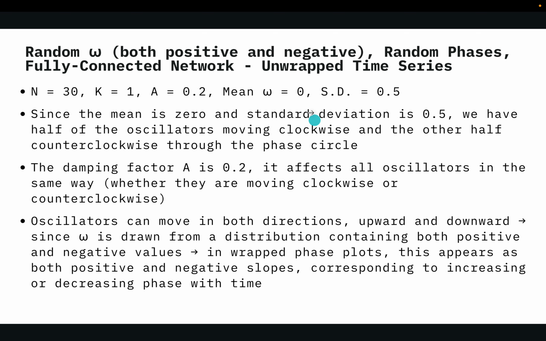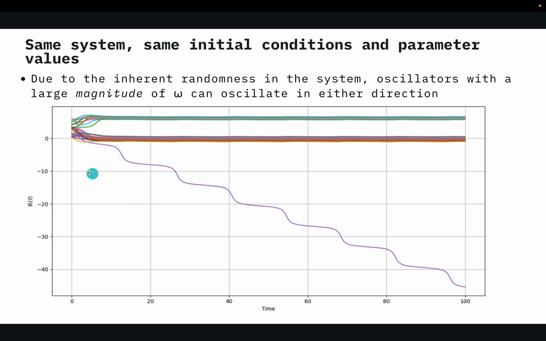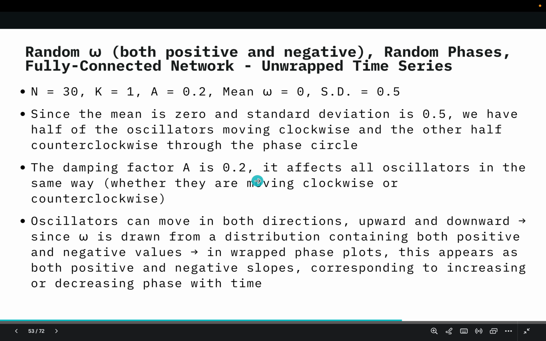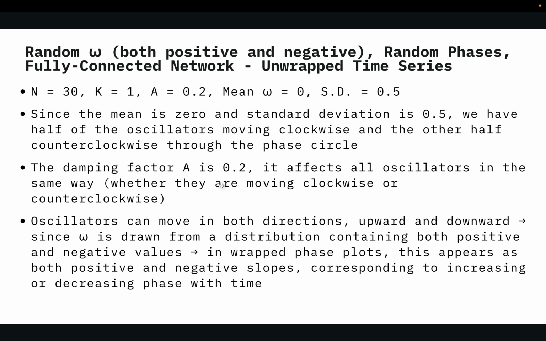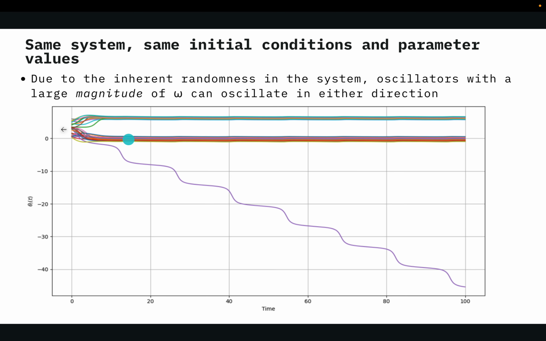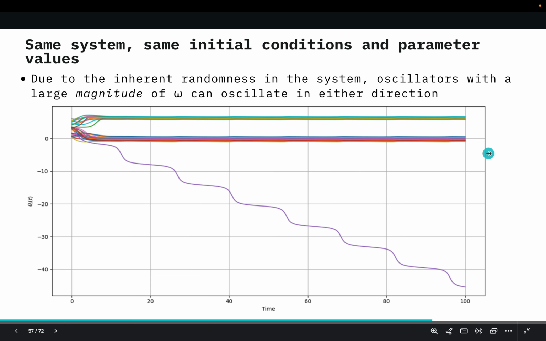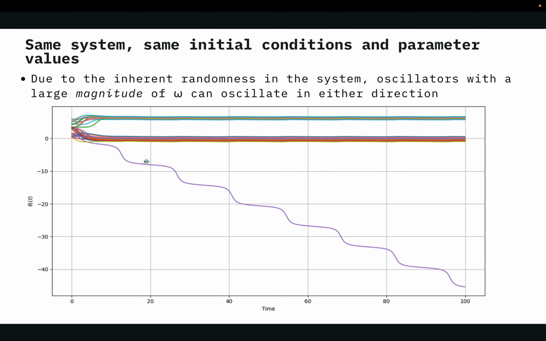So that means if the magnitude of omega is greater than A, you can oscillate in either direction. This is possible actually. Now why does A affect all the oscillators the same way, whether they're moving clockwise or counterclockwise? I'm not sure we can understand this by looking at the sign from the differential equation itself. But at the end of the day, what A does is negative A sine theta. If theta is actually negative, then negative A sine theta becomes positive A sine theta. I think that would be the way to look at the situation.